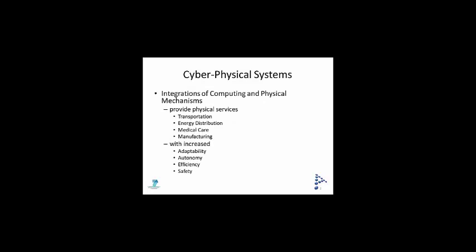Okay, so this is a reasonable definition of what a cyber physical system is. It's an integration of computing and physical mechanisms. So this is a difference. There's something physical, mechanical, hydraulic, and it provides these physical services, which is transportation. So this is rail or automotive, energy distribution, that's smart grids, medical care, manufacturing. And as they become more complex, you want them to be adaptable, efficient, and particularly safe and secure. Probably they should be secure there as well.